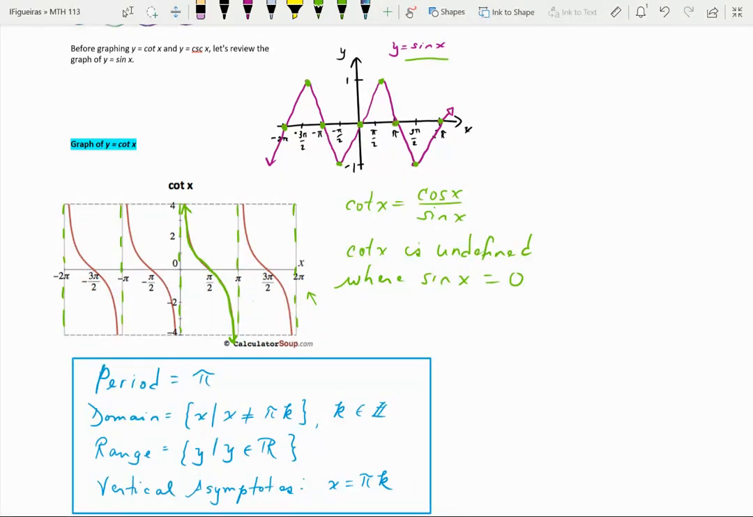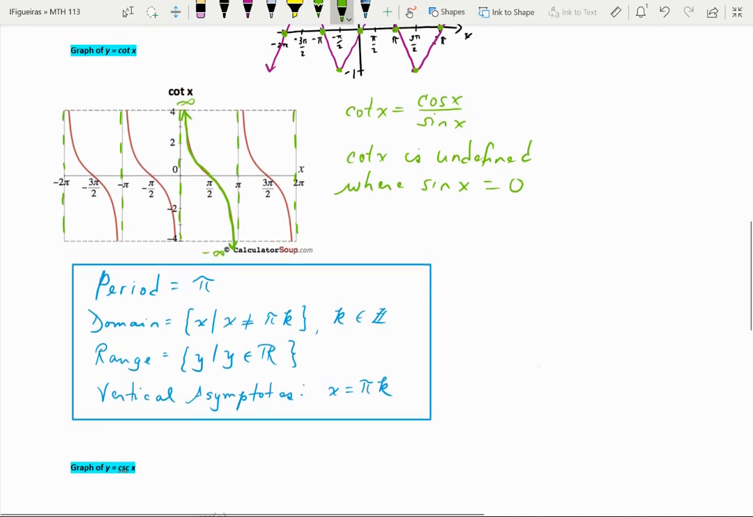So those are the restrictions on the domain, which also happen to be your asymptotes. Your range, just like tangent, you read the y values. This is going from -infinity all the way to infinity. So your range is all real numbers. And your vertical asymptotes, well, that's just the values where your domain is restricted. So x is equal to pi k.